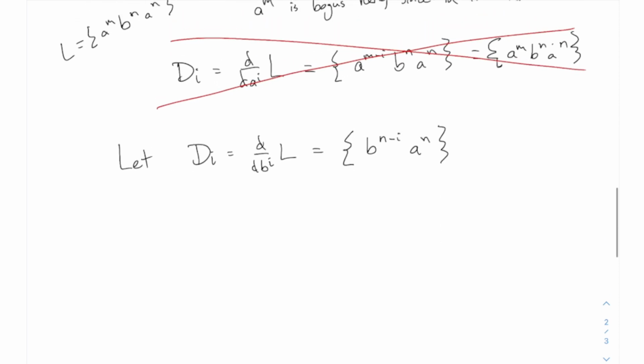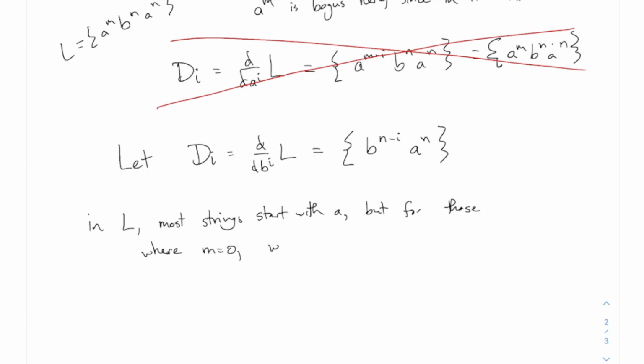I'm going to try to explain that. So in L, meaning the original one, most strings start with A. But for those where the m equals 0, we take B to the I and get something like B to the N minus I, A to the N. So this derivative kills most of the language entirely, but the parts that remain are all going to be different for all the same reasons that we said in all of the other groups, all right?